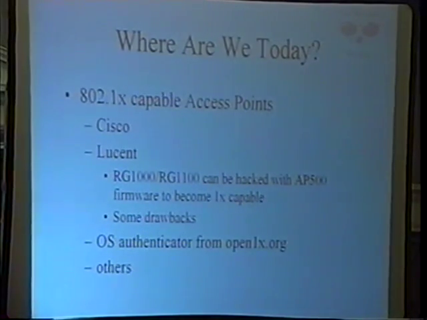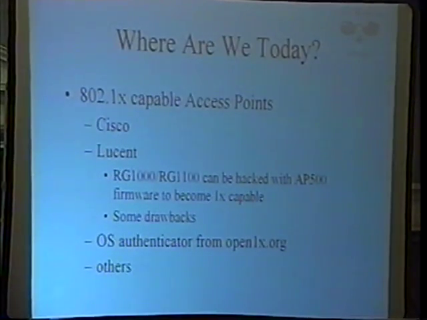You can also take your RG1000, which are those little iron-looking things. They've got three blinky lights. They look like a really squashed-down iron. Cost like $120 on Amazon. You can take those and upgrade them with the AP500 firmware, and suddenly they become 802.1x capable. They're practically the same gear inside. They're similar enough that the firmware works.